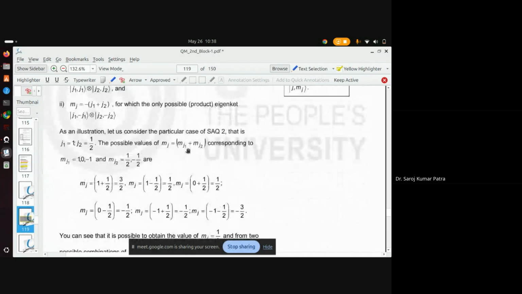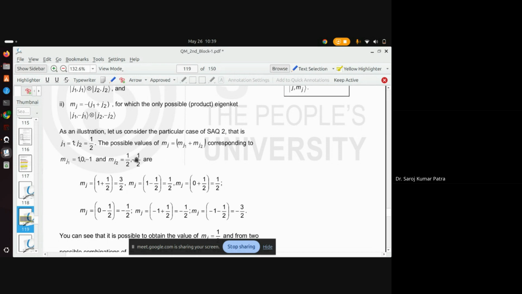Let us come to this example. ठीक है, क्या बोला है, j1 कितना है 1, j2 कितना है हाफ. ठीक है, शुरू में बोल दिया j1 is equal to 1, j2 is equal to half. तो mj1 कितना होगा, mj1 will vary from minus j1 to j1 through 0, so it will be 1, 0, minus 1, right? Is it clear? अगर j1 का वैल्यू 1 है तो mj1 का वैल्यू कितना होगा, minus j1 to j1 through 0, so minus 1, 0, 1, right?